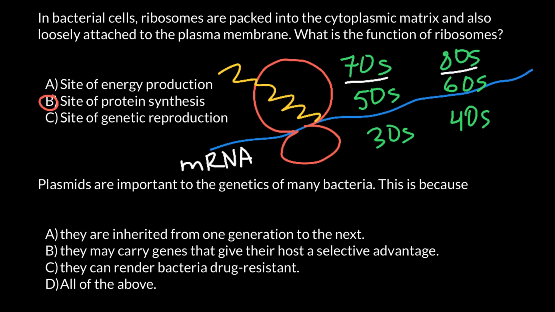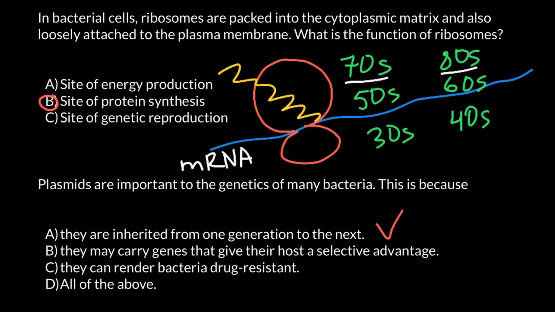Next question: plasmids are important to the genetics of many bacteria. This is because of answer A, they are inherited from one generation to the next. This is true. Bacteria propagate by binary fission, and the daughter cells share 50% of the cytoplasm of the mother cell, and also share plasmids that can be found in the cytoplasm in many copies.